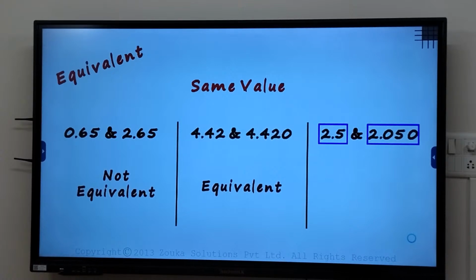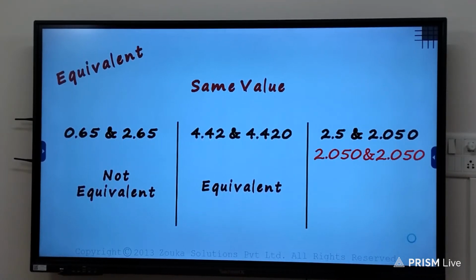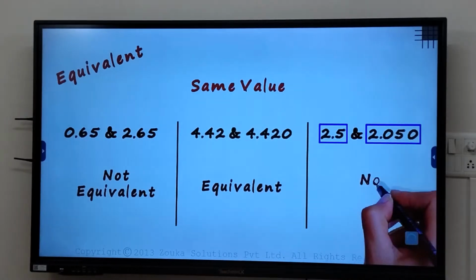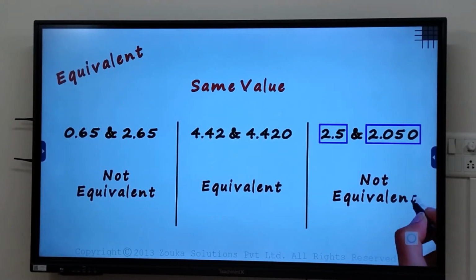What about these two decimal fractions? The integral part is the same, and in the decimal part, we have just added zeros, which shouldn't change the value, right? That's incorrect. Adding a zero before the last digit of the decimal part will change the value. So 0.05 is not the same as 0.5. These two decimal fractions are not equivalent.